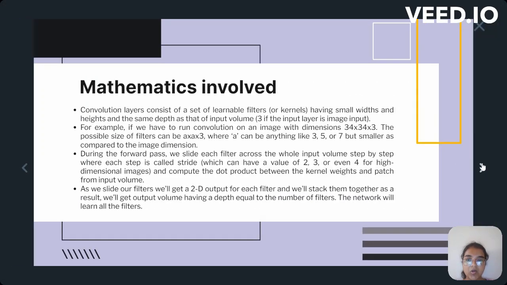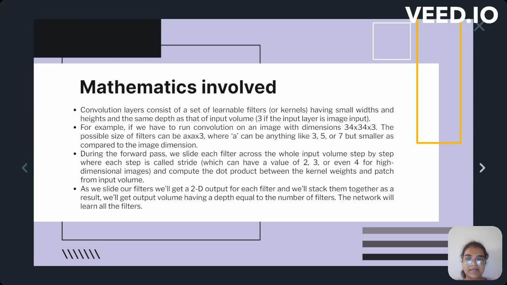Mathematics involved. Convolution layers consist of a set of learnable filters having small widths and heights and the same depth as that of input volume. For example, if we have to run convolution on an image with dimensions 34 cross 34 cross 3, the possible size of filters can be A cross A cross 3, where A can be anything like 3, 5, or 7, but smaller as compared to the image dimension.